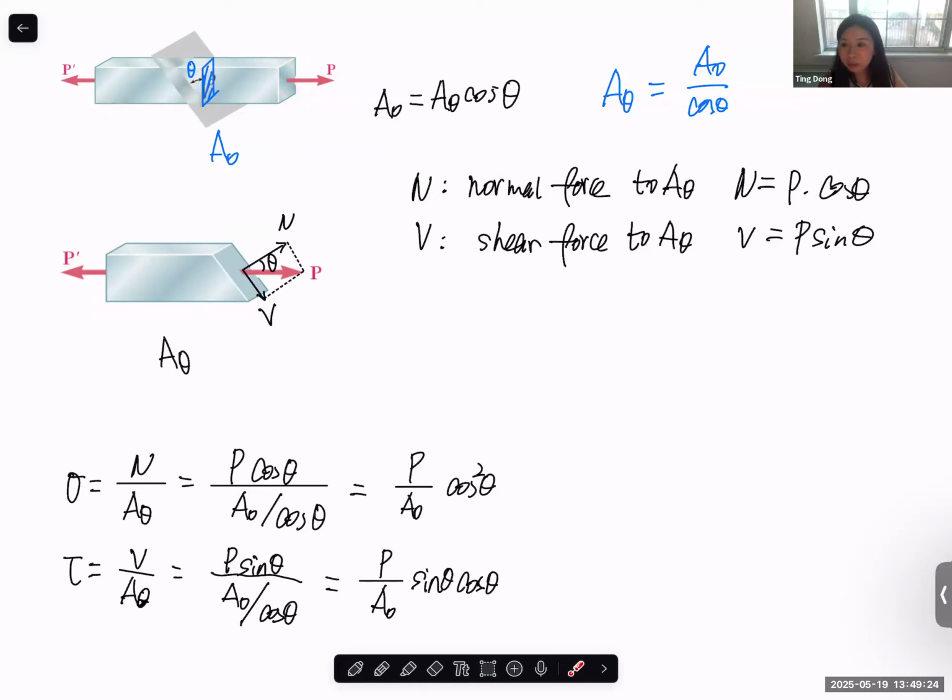But normally you don't give the information of what the area of the inclined plane is, what the normal force is, and what the shear force on the inclined plane is. Those need to be calculated from the actual force and cross-section dimension. Make sense or not? It does. Thank you. You're welcome.